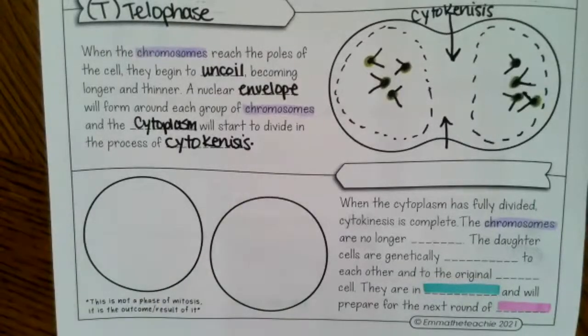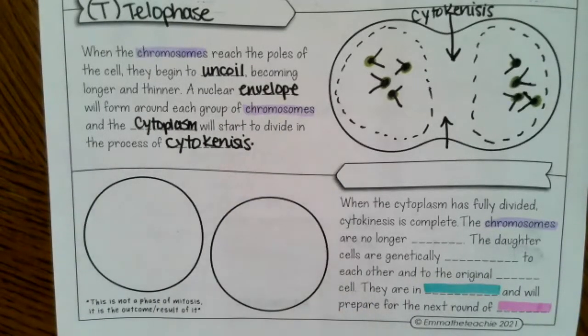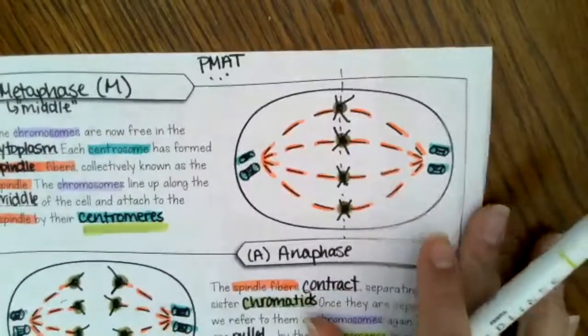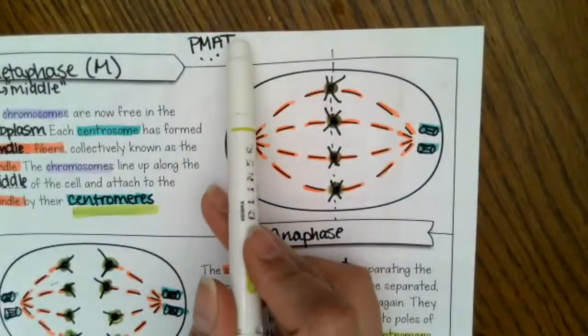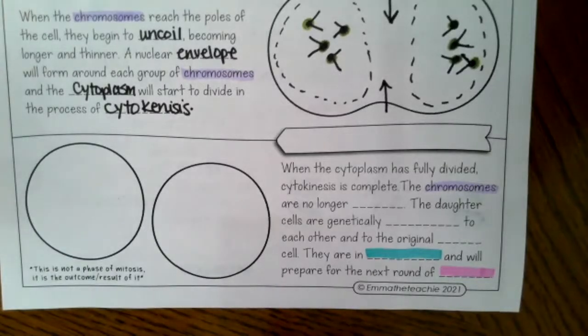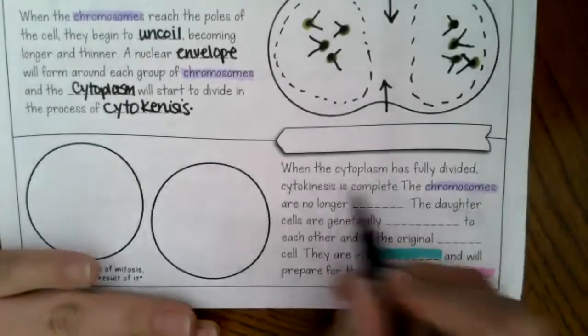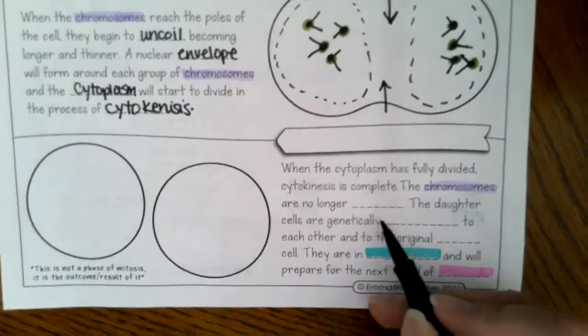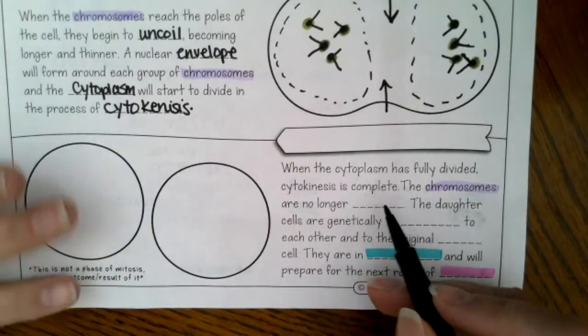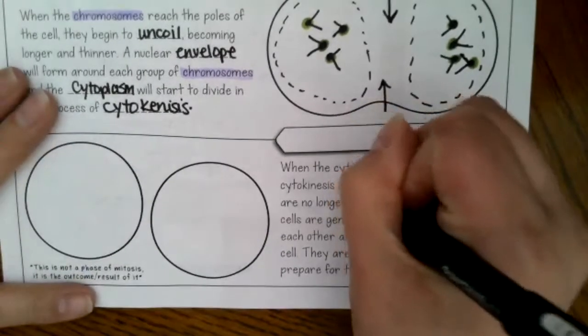Okay, so finally we move on to cytokinesis. I realize that PMAT does not have a C in it, does it? Well, that is because cytokinesis is technically a part of telophase, okay? Now, the reason we refer to it separately is because it's a super teeny tiny important part. That's basically when the cytoplasm has fully divided, cytokinesis will be complete and chromosomes are no longer visible.